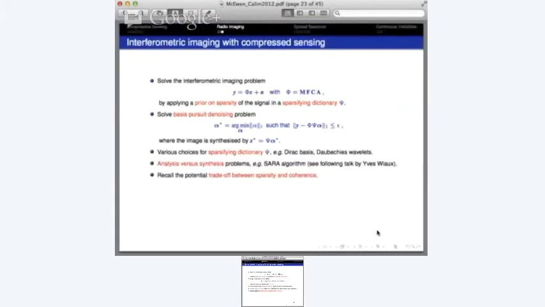So there are various ways you can choose this sparsifying dictionary Phi. You could use a Dirac basis, which is like a point source model, so you can think of that as being the equivalent of CLEAN. You could use Daubechies wavelets, that's kind of the equivalent of multi-scale CLEAN, or maybe a slight evolution of multi-scale CLEAN. But also you can go further and consider slightly different ways of posing this problem, different types of dictionaries. And so in the next talk after lunch, Vio will discuss this further, and in particular this SARA algorithm that we've developed that goes along these lines.